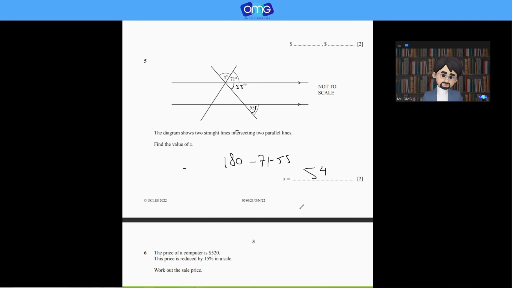Okay. Next one, number 6. The price of a computer disk is reduced by 15%. So 100% minus 15%, the price becomes 85%. And the sale price will be 520 times 85%. Let's count this. That's 442. And that's the answer.